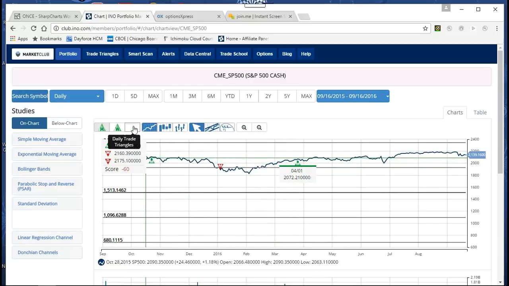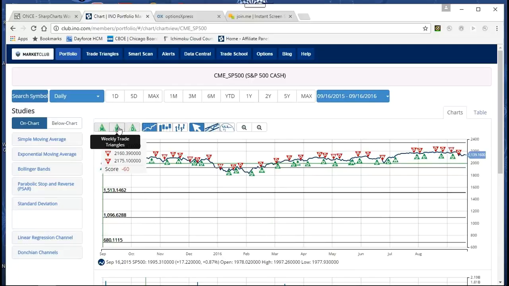All right, so that's the daily and the weekly. And I'm going to break down a couple of stocks so you can actually see how it works when you're using the stocks themselves.